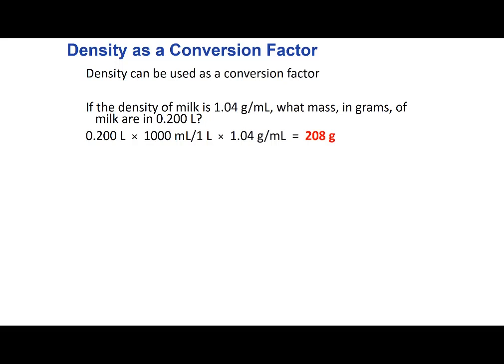Good thing we learned that already in this video. And then we can multiply by the density in terms of grams per milliliter and learn that the 0.2 liters of milk would be equal to 208 grams.